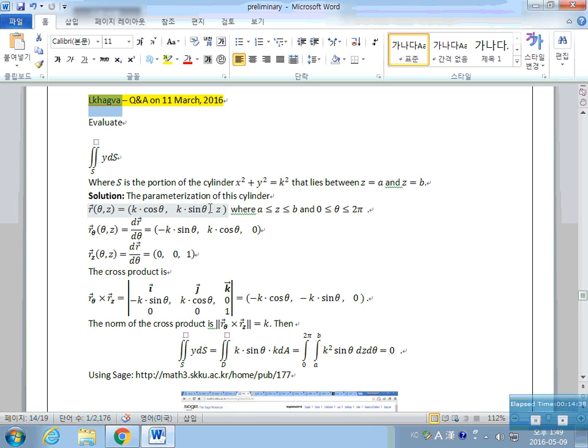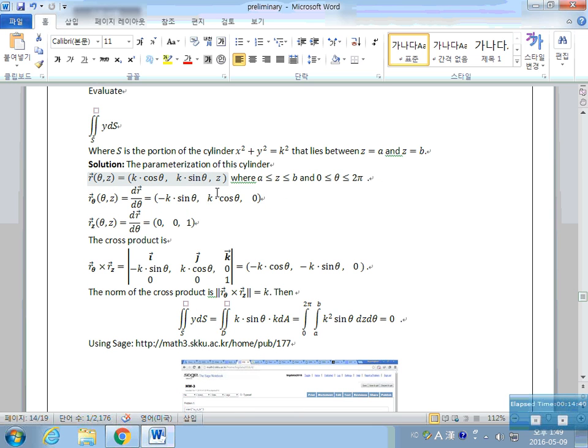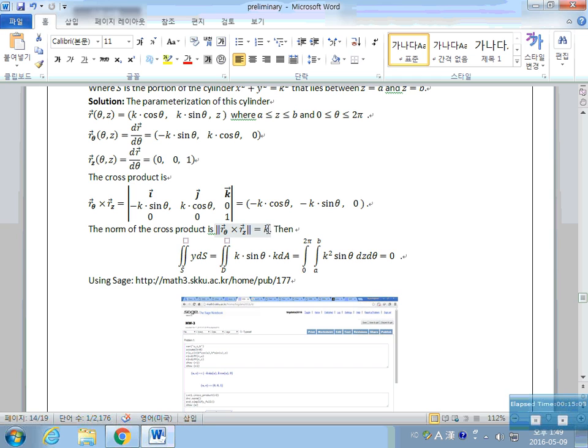But before we do that, we need to know what is the step of the area. So what Lakov did is find the cross product of r theta and r z, the derivative components of r in theta and z. Once you do this cross product, you will get what we call a surface normal, and the magnitude of this will give you the unit area. So the magnitude here turned out to be k.